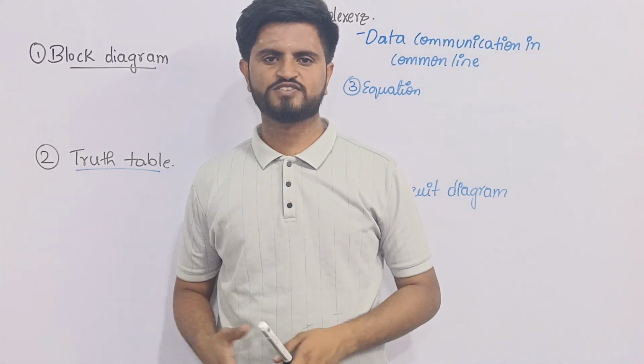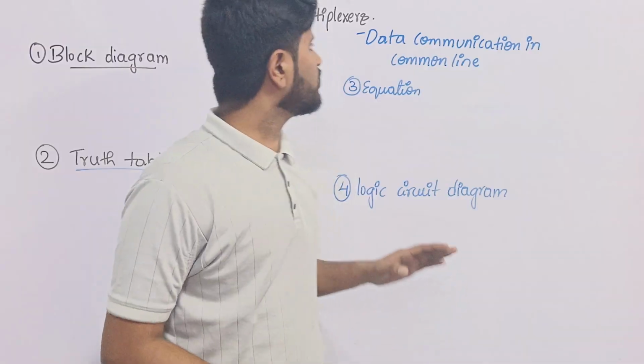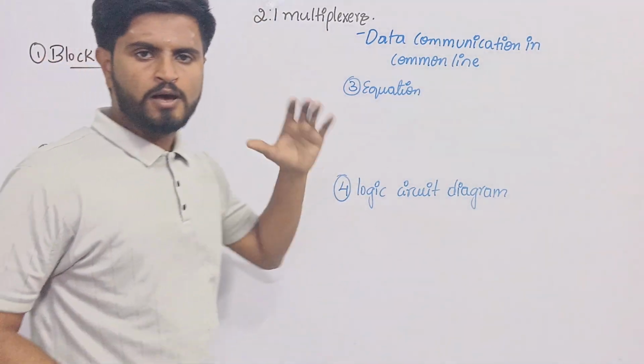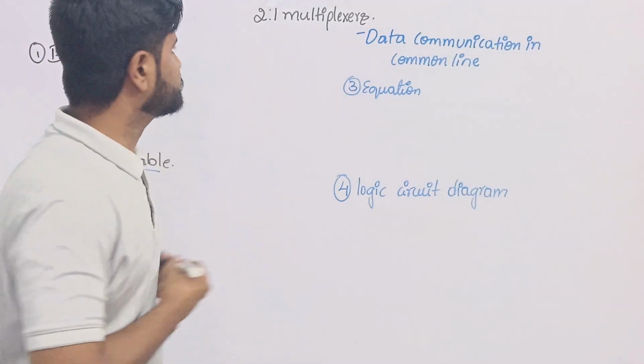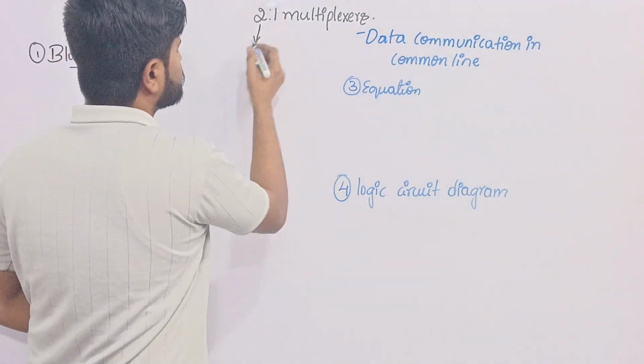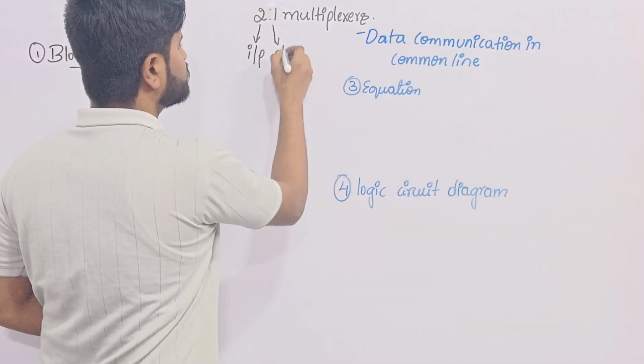Hello everyone, in this video let's discuss the 2 to 1 multiplexer. You can call this 2 to 1 multiplexer as MUX also. What this 2 to 1 multiplexer denotes is that in the multiplexer we will have two inputs and only one output.